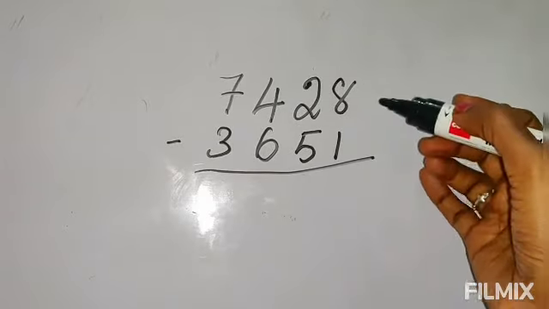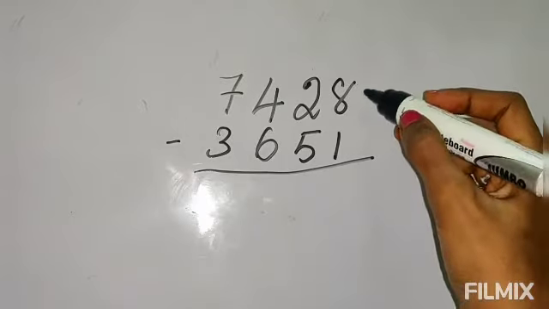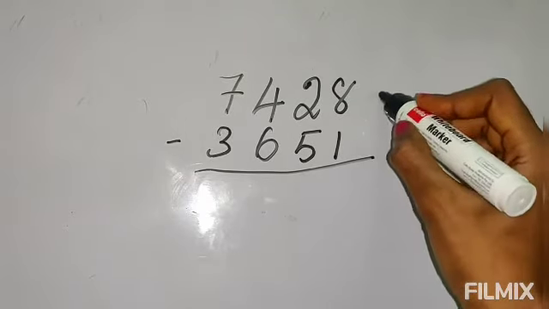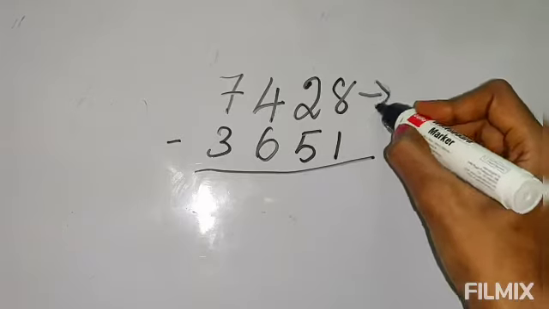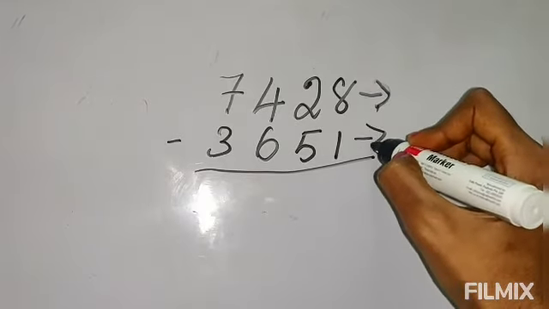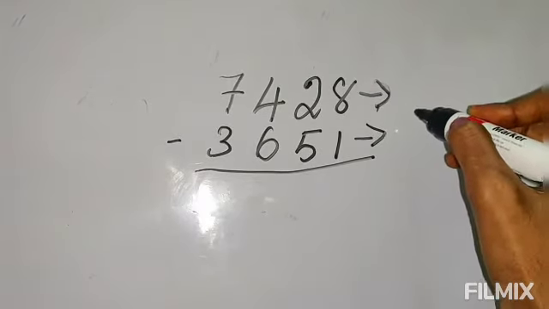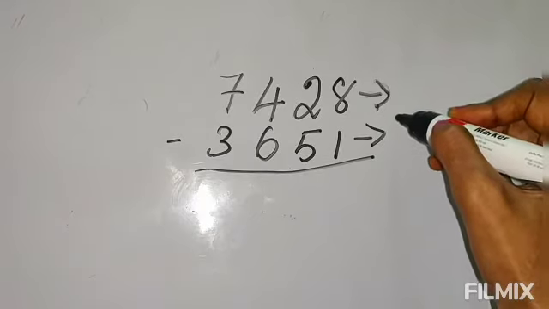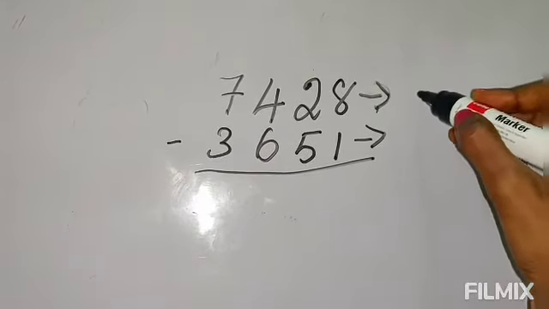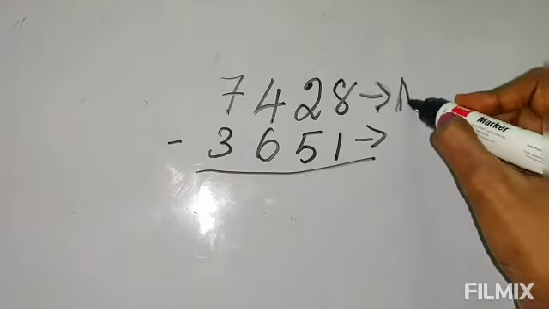We will have only two numbers in subtraction, and the first number will be the bigger number and the second number will be the smaller number. So this bigger number and smaller number have different names. In addition they had only one name, that is addends, but in subtraction they have different names. The bigger number is called Minuend.